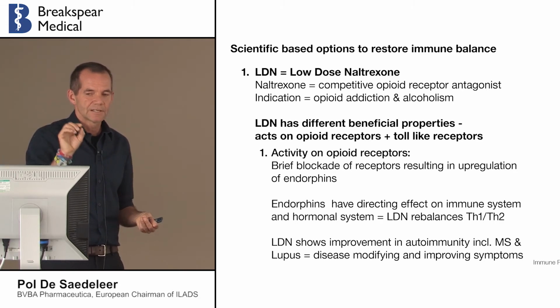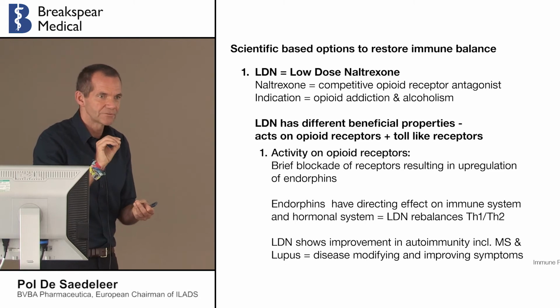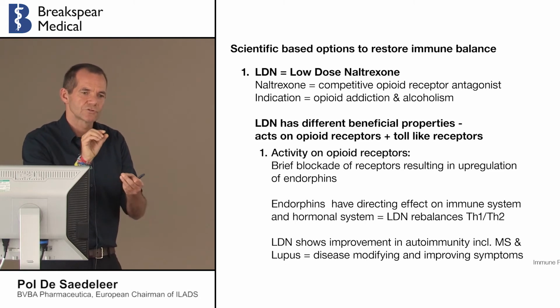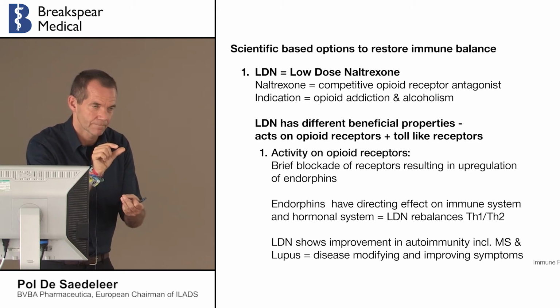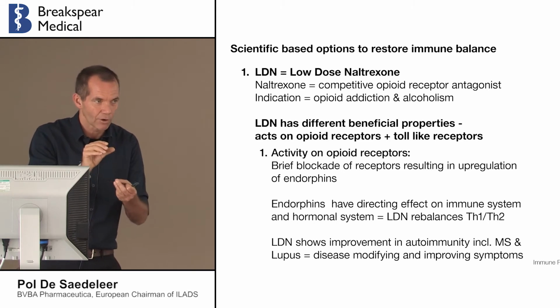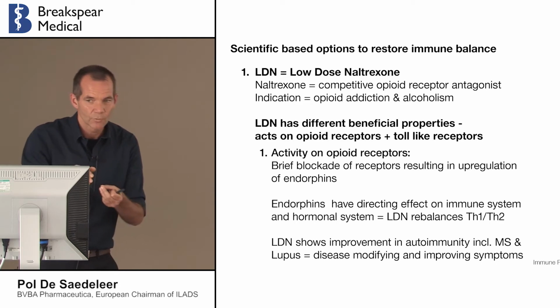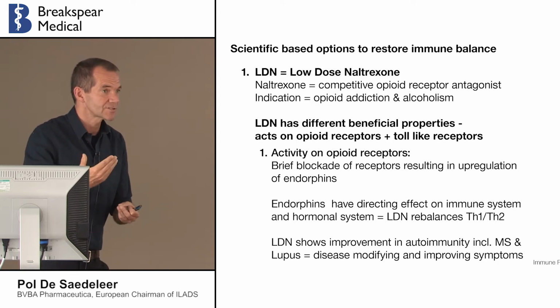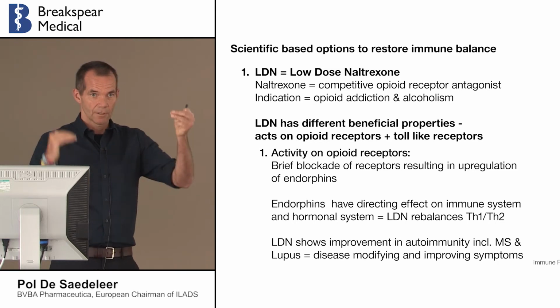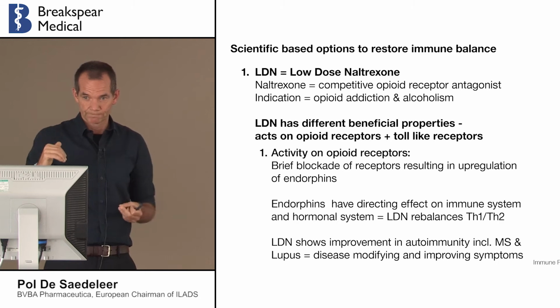But LDN is blocking the same opioid receptors, so the low doses we use are blocking the opioid receptors, but only briefly. And if we briefly block opioid receptors, we see a mechanism with upregulation of our own endorphins, and our own endorphins rebalance Th1, Th2.